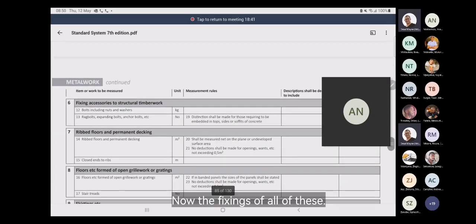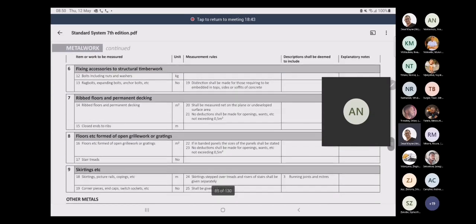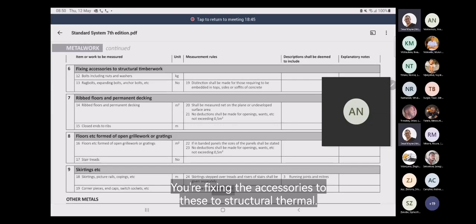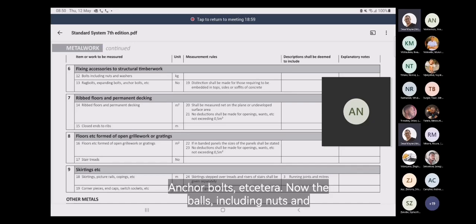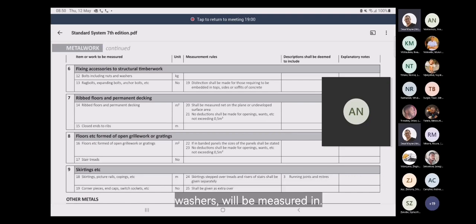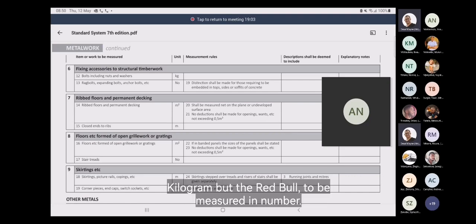Now the fixings of all of these, the fixing accessories to structural timberwork. You have bolts, including nuts and washers, rag bolts, expanding bolts, anchor bolts, etc. The bolts, including nuts and washers, will be measured in kilograms, but the rag bolts will be measured in number. And distinction shall be made for those requiring to be embedded in top, sides, or the soffits of concrete.